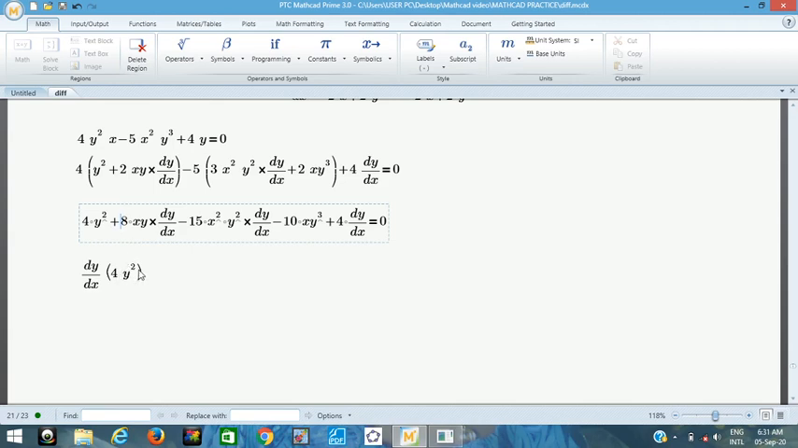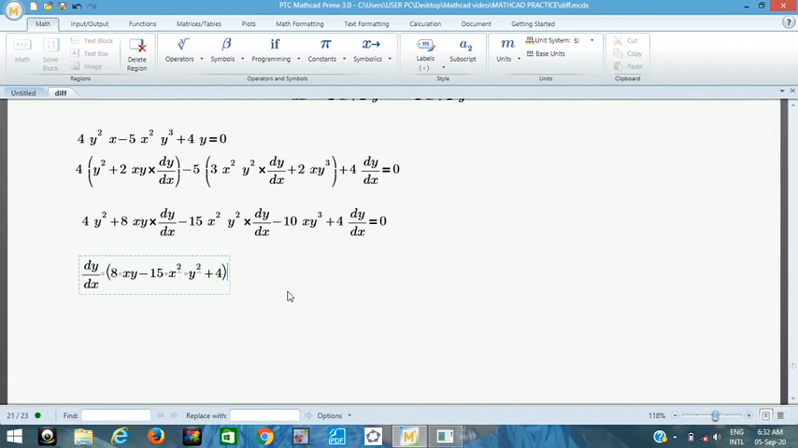So what I have here, let me adjust this bracket. What I have in this bracket is not 4. So I'm having 8xy. That is the first term with dy/dx, followed by this next term, minus 15x squared y squared, then followed by this plus 4. So that is that.